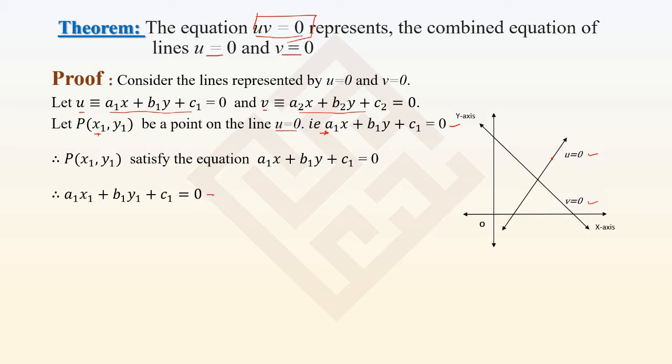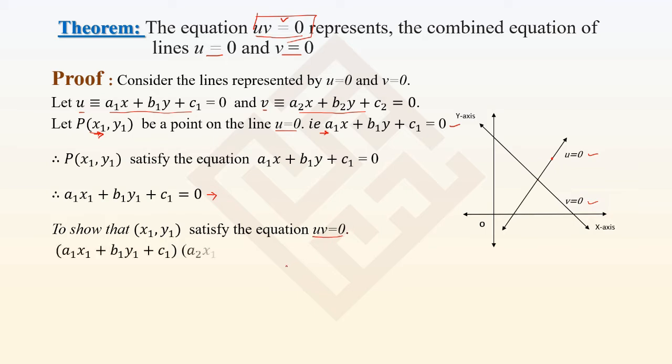अब ये तो हो गया इसका वैल्यू, right? We have got the value. Now we want to check whether this point P(x1, y1) is on the line u into v is equal to 0 or not. So for that we have to show that (x1, y1) should satisfy the equation u into v is equal to 0. This is what we want to prove. So अगर u इंटू वी का इक्वेशन हम देखें तो हमें मिलता है (a1x plus b1y plus c1) multiplied by (a2x plus b2y plus c2) is equal to 0.